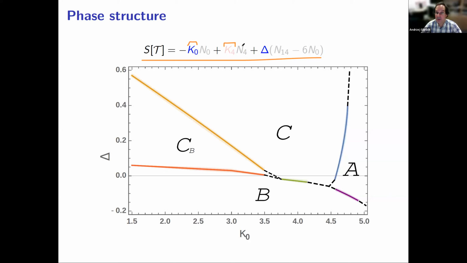But we are free to choose the two other coupling constants: K0, which is basically the analog of the inverse of the gravitational constant, and the asymmetry factor delta. Delta equals 0 means that there is no asymmetry. And therefore we can show the phase diagram on a plane, and so far we have found 4 phases. Let me now show how these density maps look in those different phases.